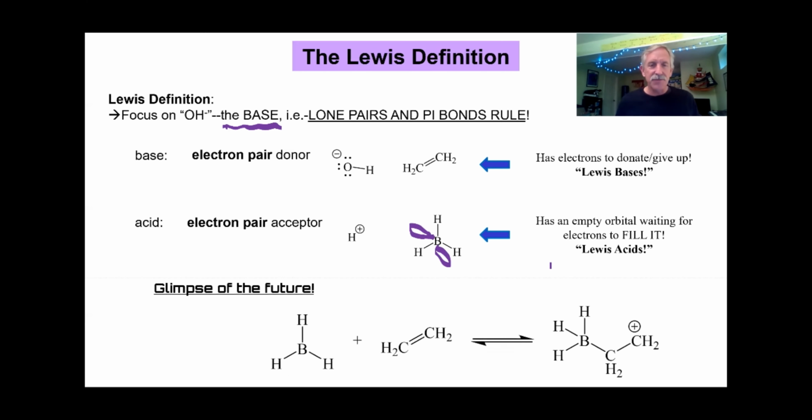So, a glimpse of the future: we will see Lewis acids and Lewis bases in our Orgo world when we have BH3 reacting with our pi bond to open it up and create this positively charged carbon, which won't stay there very long. It will then look for another Lewis base or a Bronsted-Lowry base or some source of lone pairs to make a fourth bond on that carbon. Okay, so that's a little glimpse of the future, and we're not going to play with Lewis acid bases much, but I thought you should see it now.